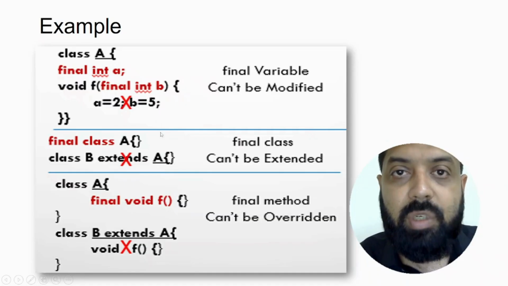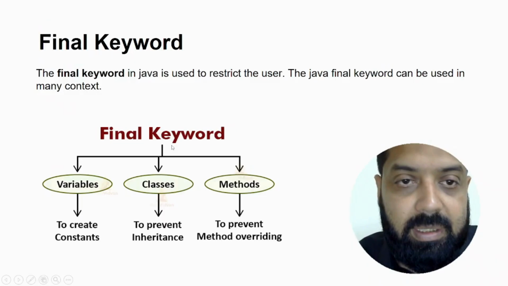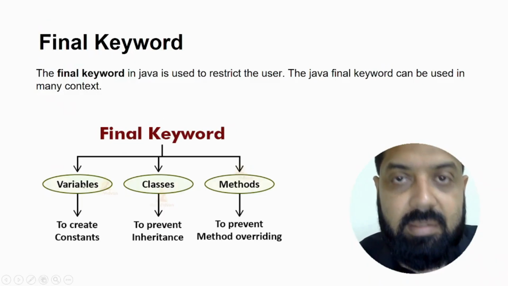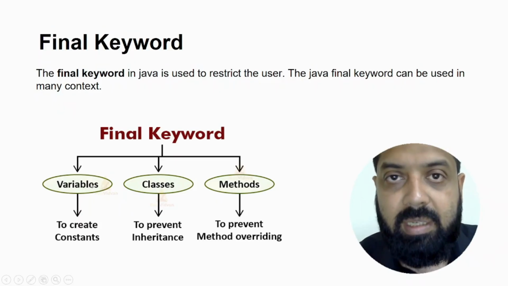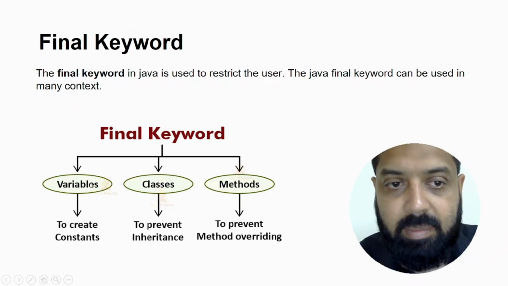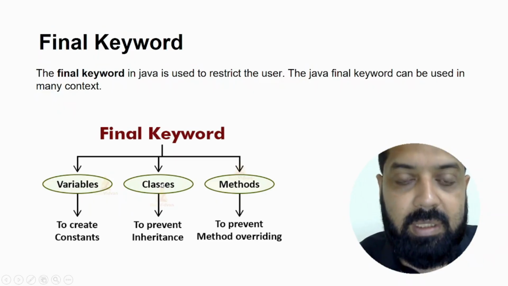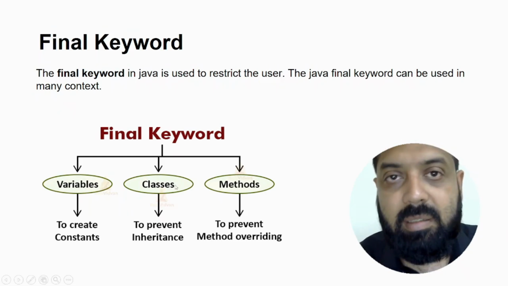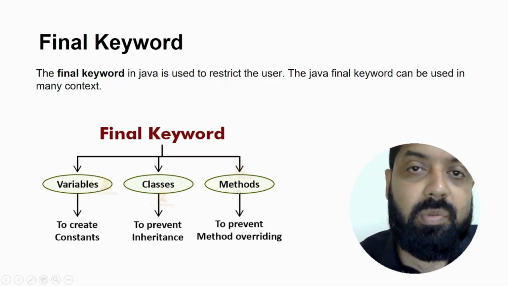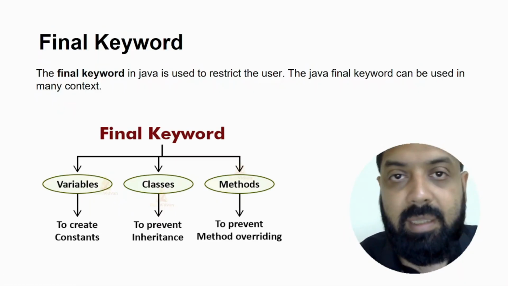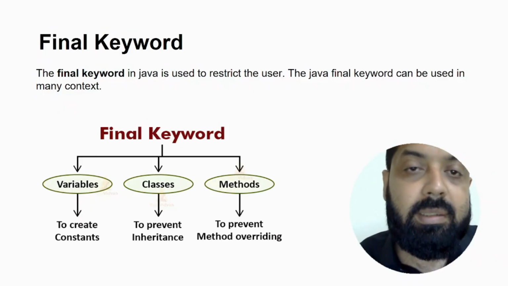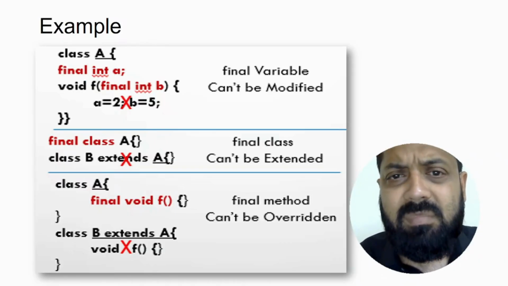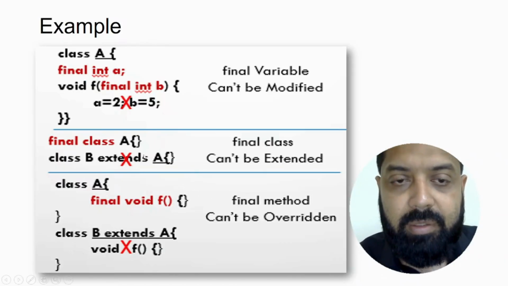Okay, so these are three different situations where you can use the final keyword. If you use the final keyword with variables, you cannot change the values of the variable. This is case number 1. If you use the final keyword with the parent class, you cannot inherit that class in future. Similarly, if you use the final keyword with a method, then you cannot override that method.